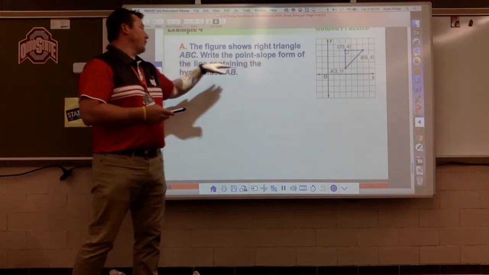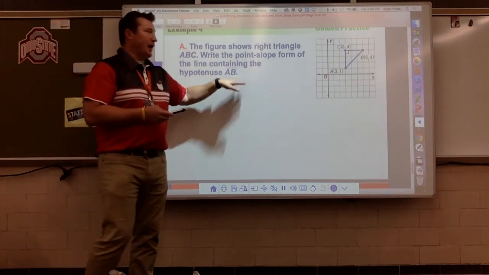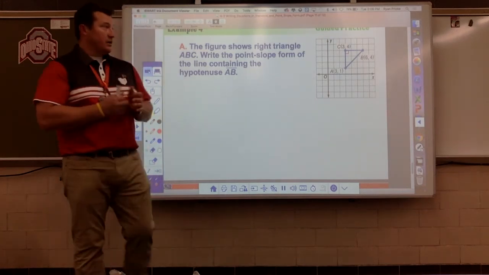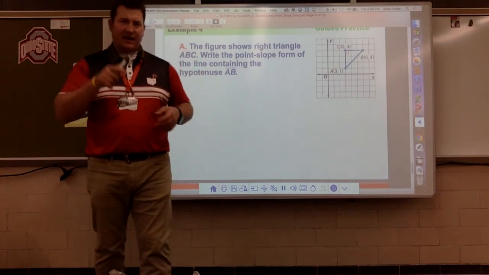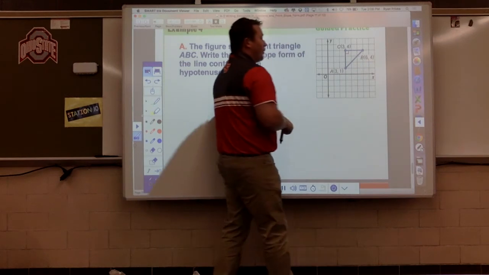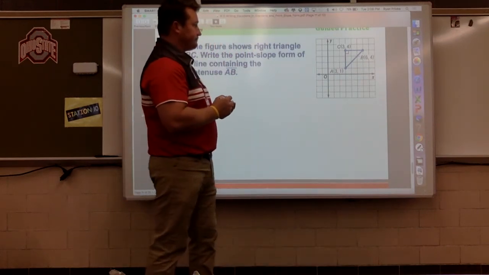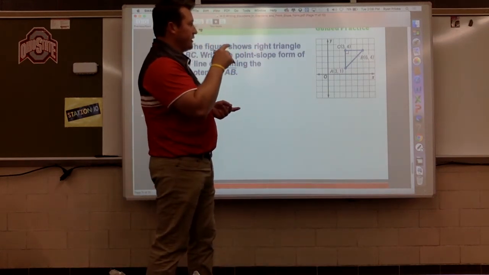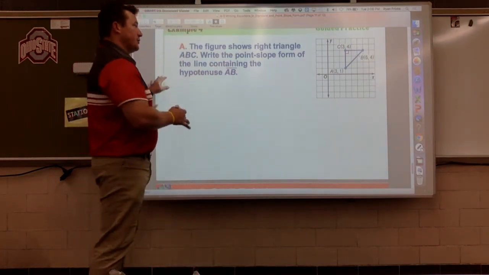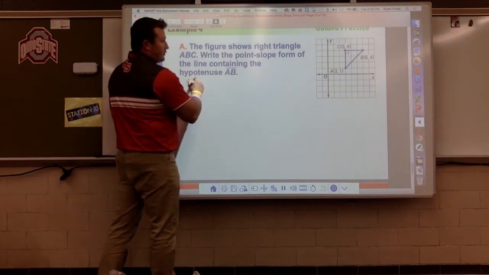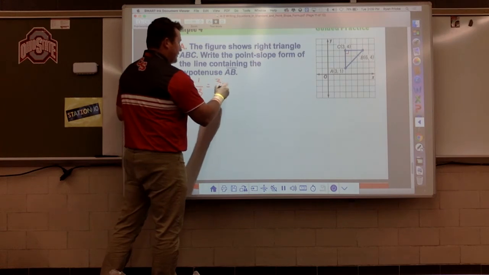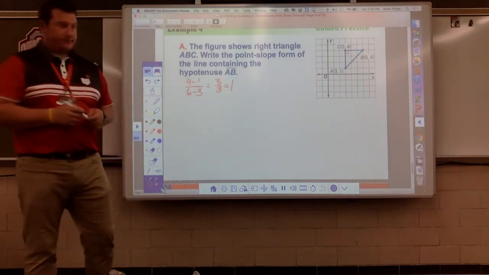Again, write the point slope form for the line that has our hypotenuse in the triangle AB. Again, AB, right, is the hypotenuse, that's the diagonal, the longest side of any triangle. So first step here, guys, is I have to figure out what is my slope. Slope on this one is 1, 2, 3, 1, 2, 3. The slope on this one, guys, is just 1. Okay? Again, if you don't believe me, we can go y2 minus y1 over x2 minus x1. I get 3 over 3, which is the number 1.